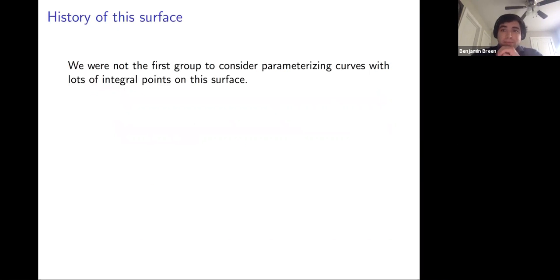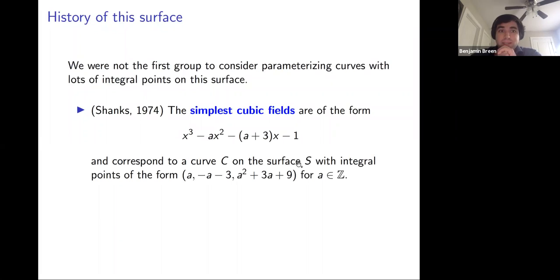I should note a brief bit on the history of the surface: we weren't really the first group to think about doing this procedure and to play around with the surface. The first person that actually looked at this was Shanks, the simplest cubic field, which I mentioned earlier. He found a curve on this surface, and when you map the curve back to the polynomials that I was describing, it corresponded to the equation x cubed minus ax squared minus (a plus 3)x minus 1.